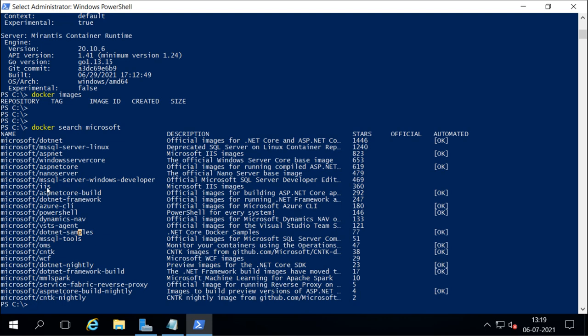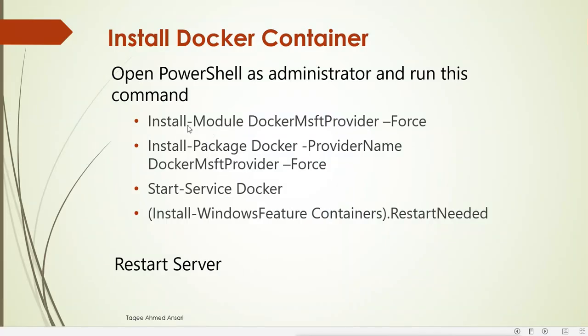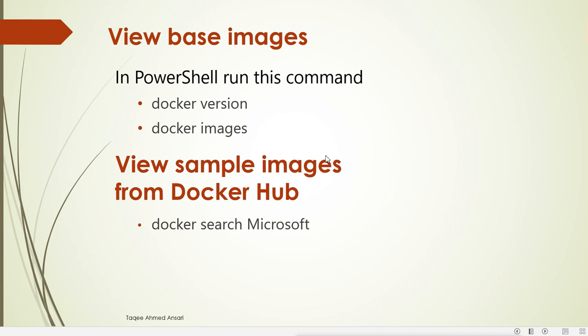Now it is searching the online Docker Hub for these images, and you see Microsoft for .NET, Microsoft for SQL Server Linux, Microsoft for ASP.NET, Microsoft for Windows Server Core, Microsoft for Nano Server, or Microsoft for IIS. So these are the different Docker base images. Now if we want, we can download some of these images.